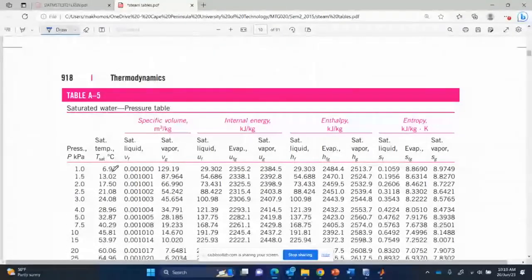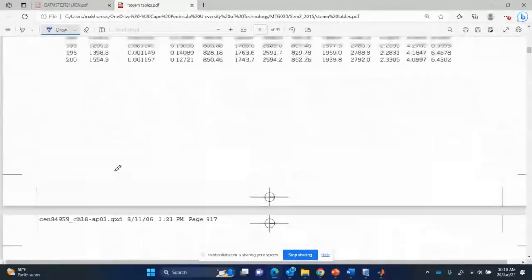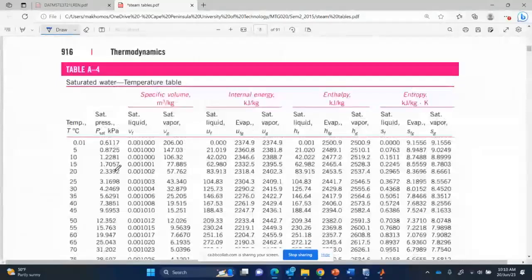Can you see under the pressure table, there is no 7. It is only 6.97. Let's go to the temperature table. In the temperature table, there is no 7 either. It's 5 and 10. So for you to get HF in between here, between 21 and 42. Can you see now the HF is going to be between 21 and 42? You have to interpolate.